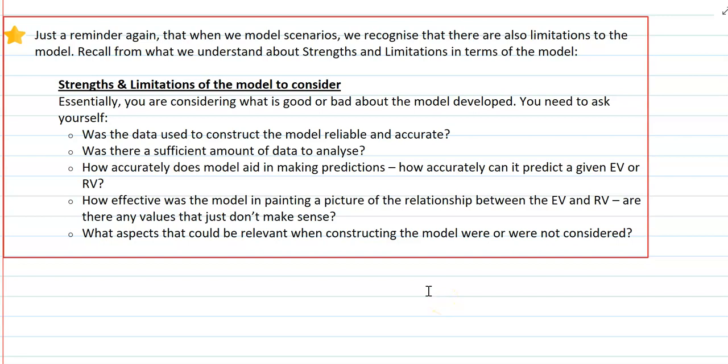Alright, so I hope that helps your understanding with interpolating and extrapolating, and always being careful of the limitations of the models that you create.